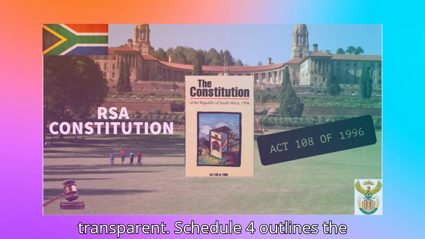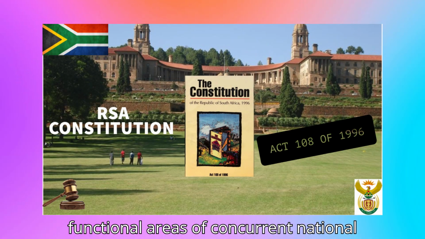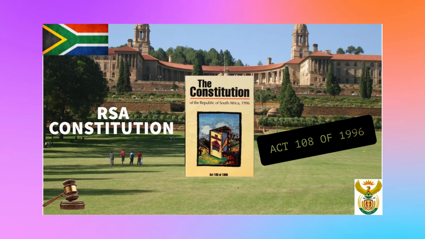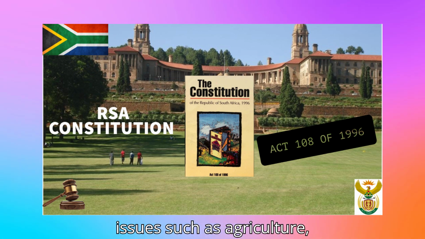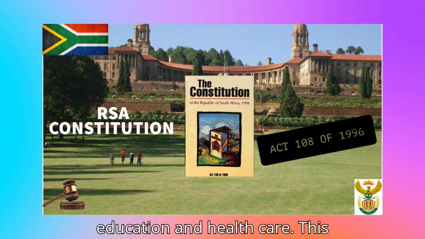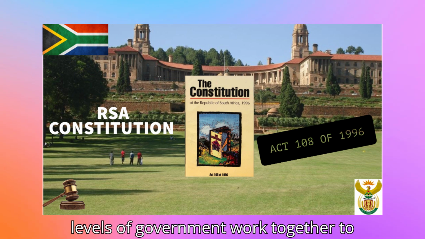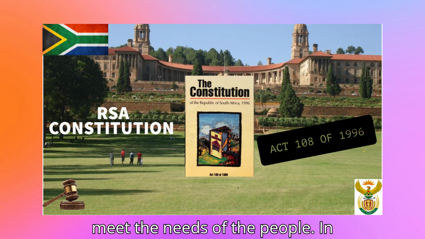Schedule 4 outlines the functional areas of concurrent national and provincial legislative competence, allowing both national and provincial governments to legislate on various issues, such as agriculture, education, and healthcare. This collaboration ensures that different levels of government work together to meet the needs of the people.